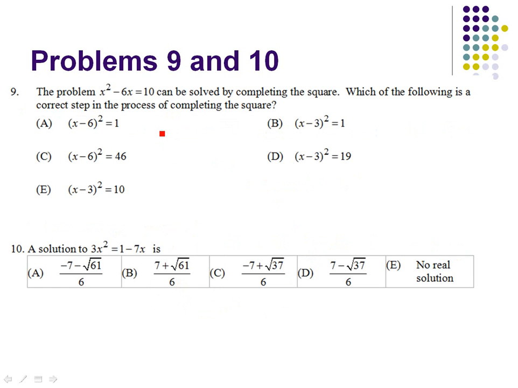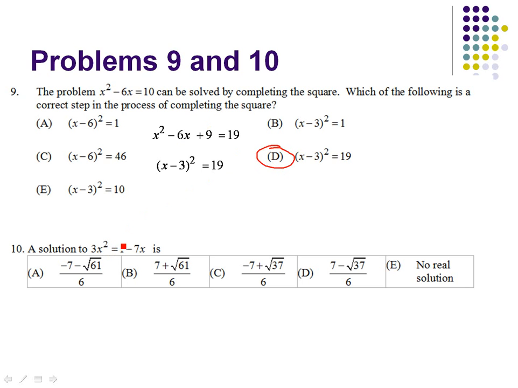Okay, question 9. For completing the square, what we're going to do is start by giving ourselves a little bit of space. We take half of this number, square it, and add it to both sides. So I'm going to add plus 9, plus 9. So I got 19 now. This factors to x minus 3 times x minus 3, or x minus 3 squared. And that was the answer we had for D.